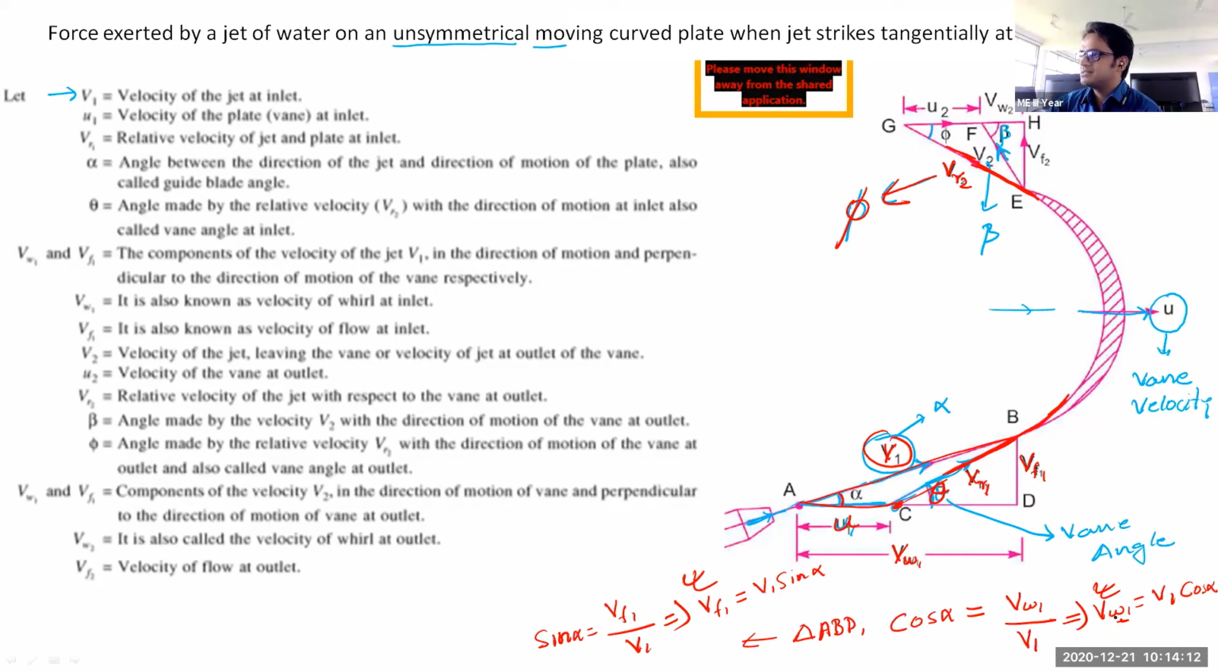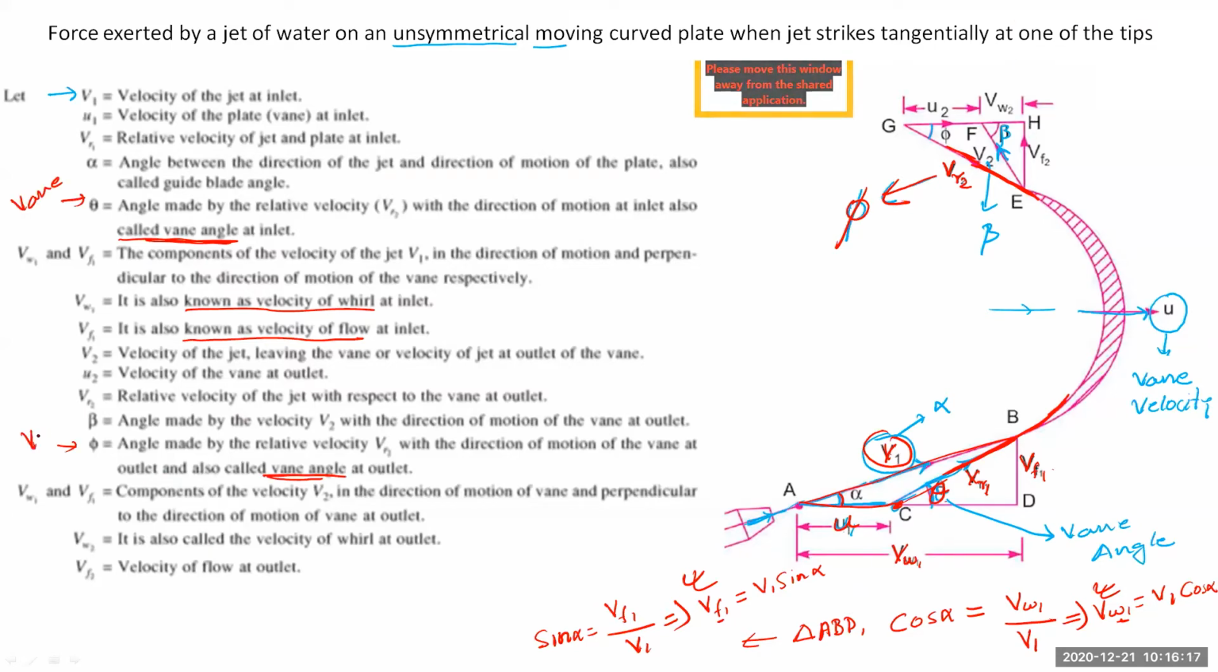Since the letter W is being used, for remembering purposes you can say it is the whirl component. It is known as the velocity of whirl at inlet. Similarly, this F component is known as the velocity of flow. And theta and phi you can see here. Theta is the vane angle. It is called vane angle because normally in questions it is asked to determine the vane angle. Theta and phi are nothing but your vane angles. This you keep in your mind.